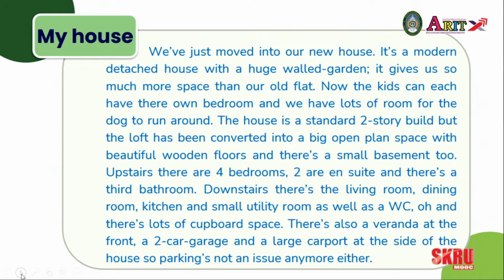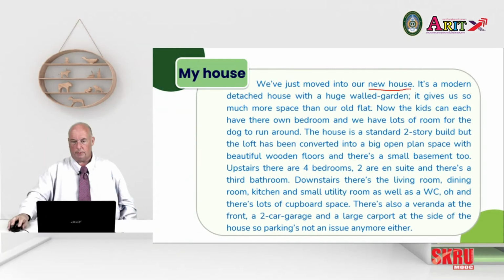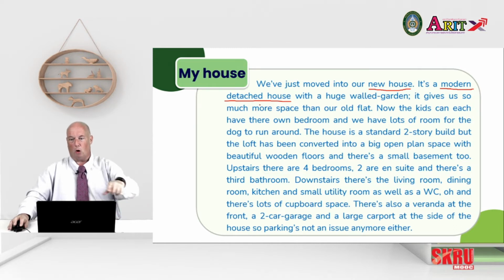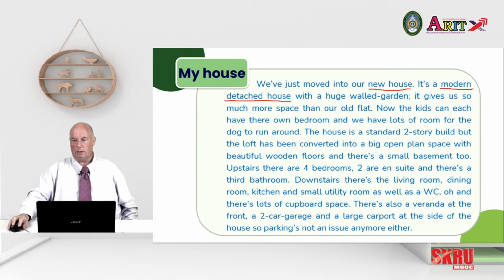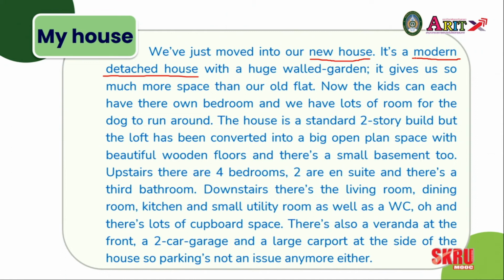So this person has just moved into their new home, and a few of the words that they use. Let's take a look. So, a new house. It's a modern detached house. Detached means that it stands alone. It's not connected to any other house. So you could walk round the entire property, all the way around the house. And modern means that it was not built long ago. It's new. And the style is up to date with modern living.